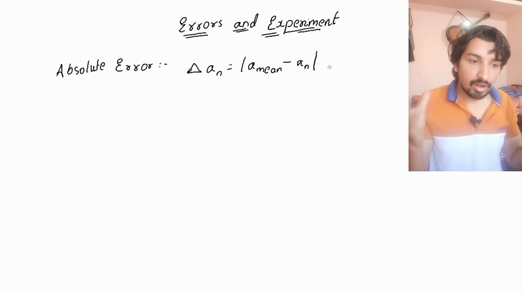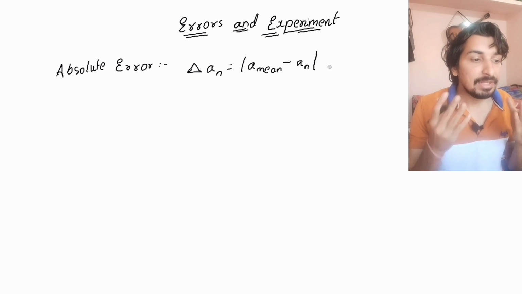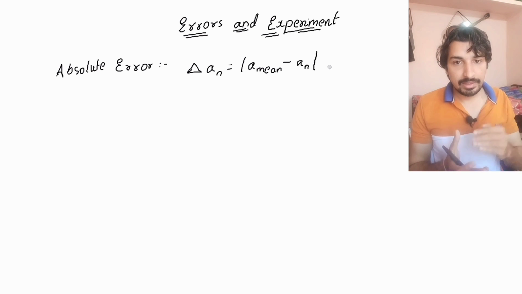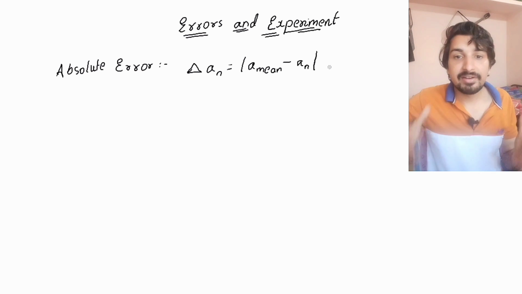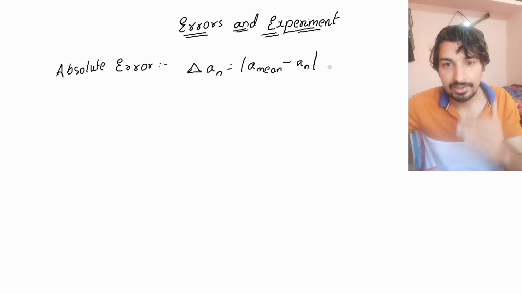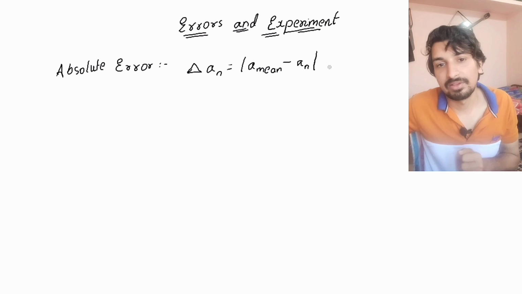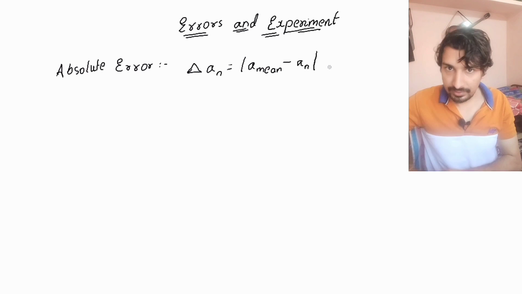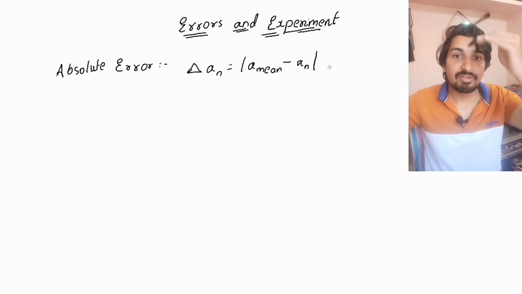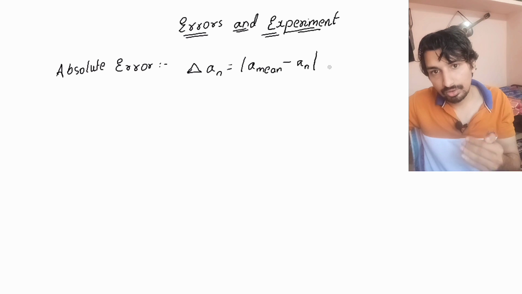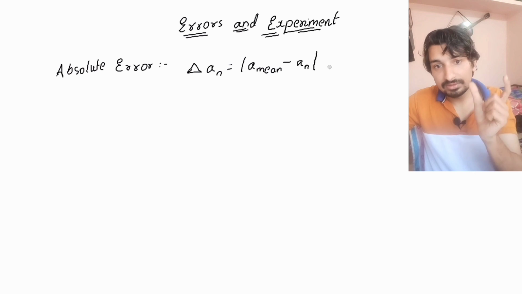You take the mean of all the values. So whatever values are there, you take the mean of that and subtract the individual value. So if I'm taking, say, 10 readings, 10 different values, I'm trying to find the height of all the students in the class. What's the error in that case? I take the height of all the students and find the mean, the average of all the students' heights. Then I subtract each individual student's height from that mean.